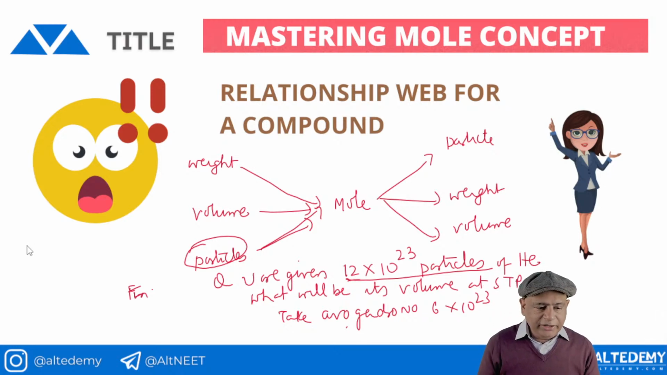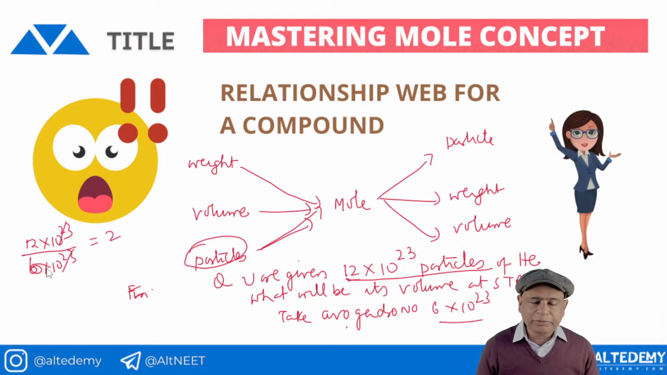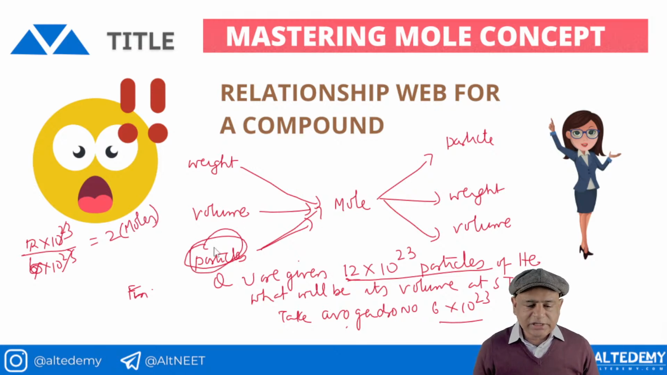So first thing we did, we divided 12 into 10 to the power 23 by 6 into 10 to the power 23. Instead of 6.022, we are taking 6 into 10 to the power 23 to simplify things. So you got what? 10 to the power 23 cancels out. 12 divided by 6 is 2. How many moles did you get? 2 moles. So from this stage, you have reached this stage.